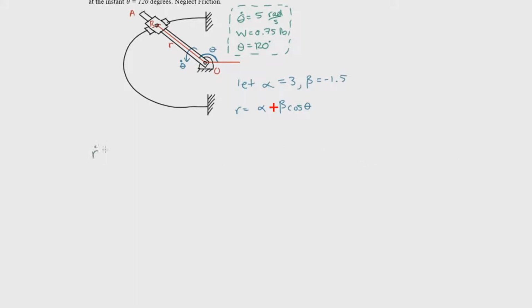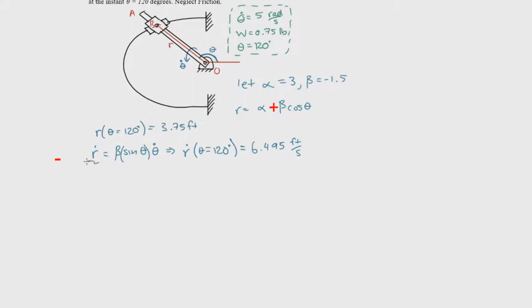So the first time derivative is going to be beta sine of theta, and then we have to do the chain rule, so that's going to be theta dot. If we plug in the value of theta when it equals 120 degrees, this is going to be 6.495 feet per second. As well, we're going to need the position later, so we're going to plug in the value for r at theta equals 120 degrees, and that's simply going to equal 3.75 feet.